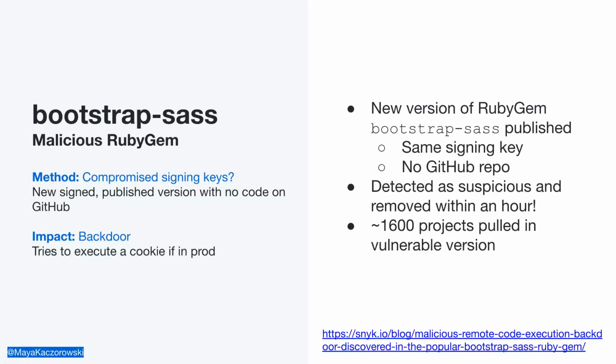So in fact, that package that had suspicious code added to it had a backdoor. Bootstrap SaaS is typically used as part of the build step for front-end apps in Rails. And in this case, the backdoor was to detect if it was running in a prod environment. If it were, it would execute a particular cookie. The company Snyk suspects that around 1,600 projects imported this vulnerability, but the eventual impact is actually unknown.